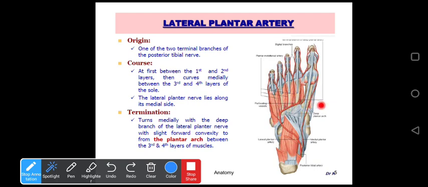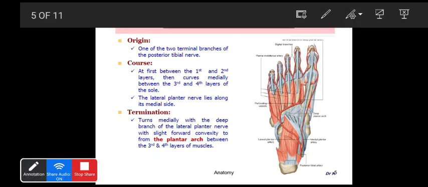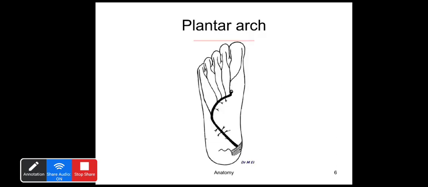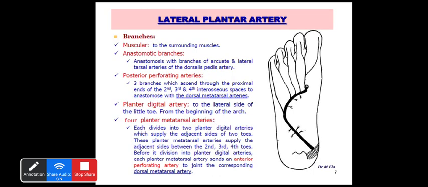Then the plantar arch formation here, you can see nicely. This is the schematic diagram that shows how the plantar arch is formed by the lateral plantar artery, giving the plantar metatarsal arteries, which again bifurcate into the plantar distal arteries. So that we'll discuss in the next slide.